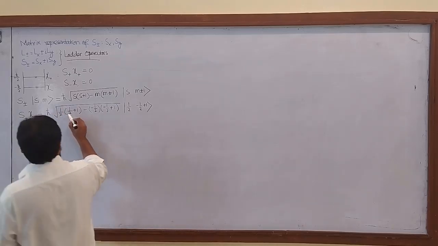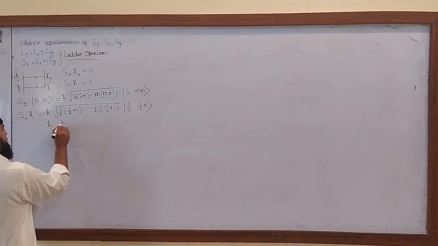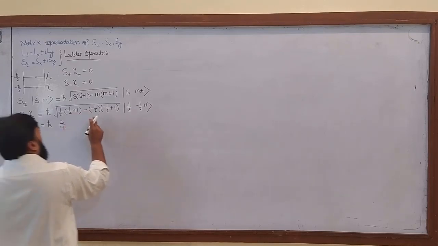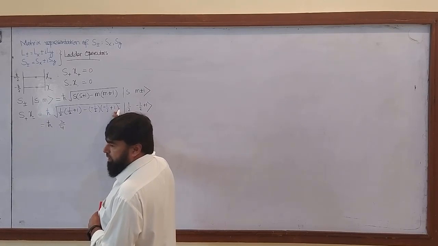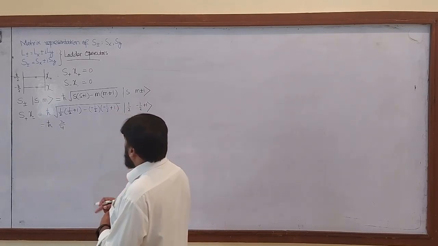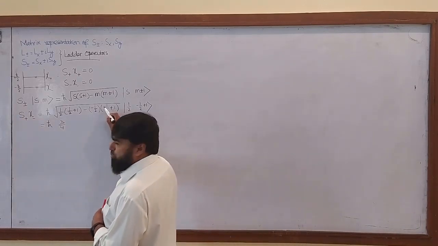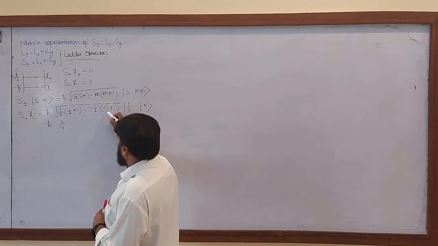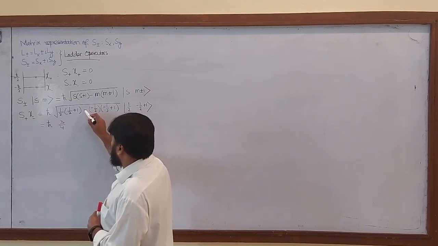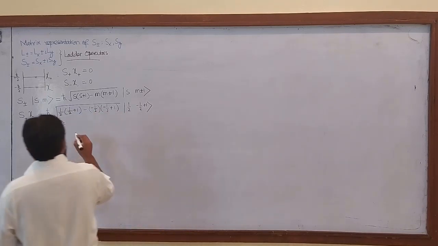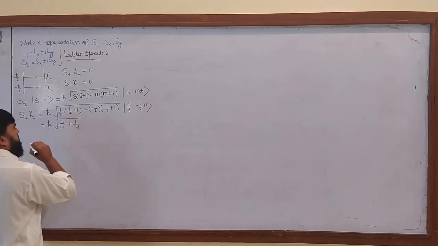What will this one be? This is 3 by 2 into 1 by 2. This is 3 by 4. And what will this become? 1 by 2 plus 1, minus 1. It will become again 1 by 2, because 2 minus 1 is 1. So 1 by 2 into 1 by 2 is 1 by 4, and minus becomes plus. So this is plus 1 over 4, under the square root.